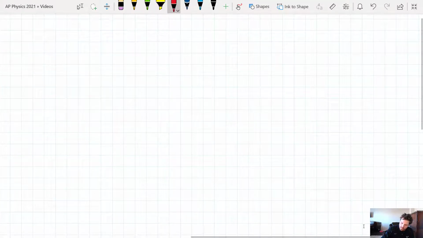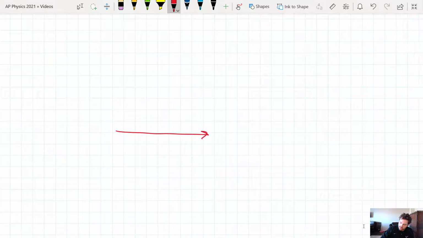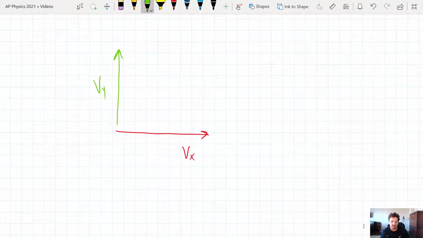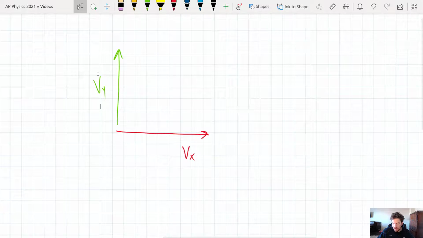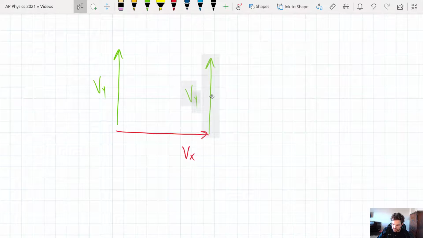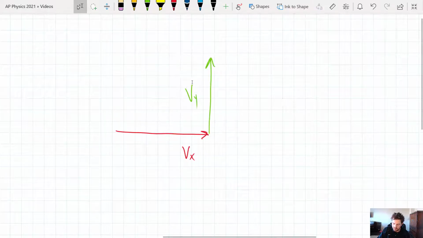Okay, if I have something going to the right and I have something going up, and I want to add these two vectors together, remember, I'm going to use what's called the tip to tail method. And it doesn't matter which one goes first, right? You can always add stuff in any order that you want. But I'm going to put the tail of one vector against the tip of the previous vector. So the tail of the Vy went to the tip of the Vx.